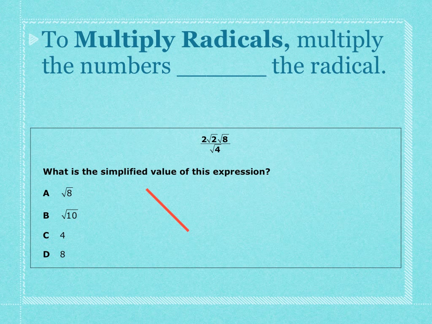This next example says to multiply radicals, multiply the numbers inside the radical. Remember, the numbers inside the radical are also called radicands.